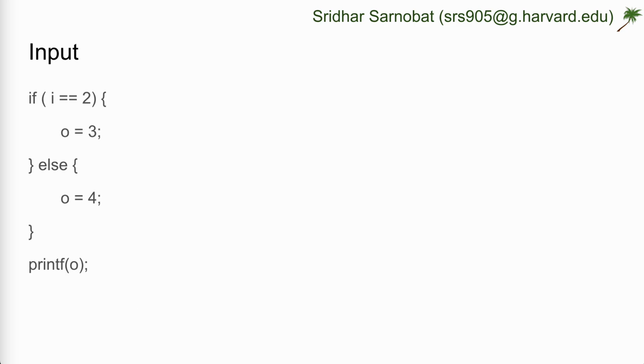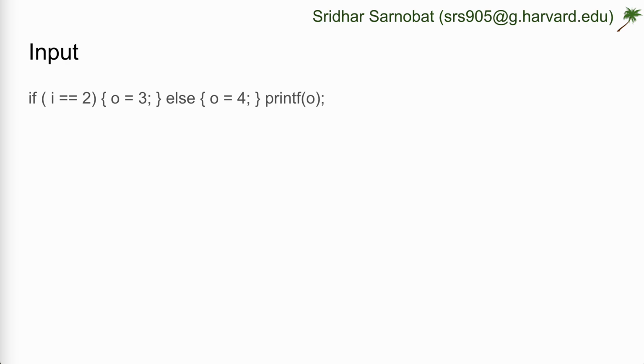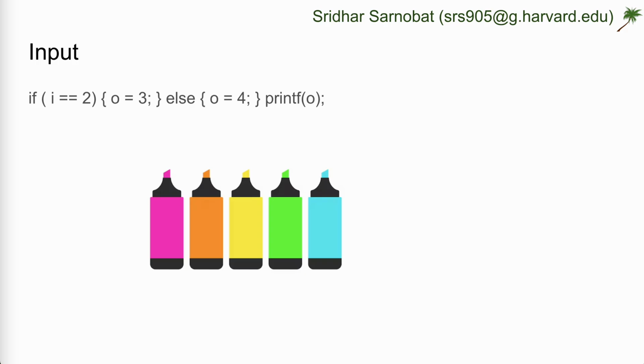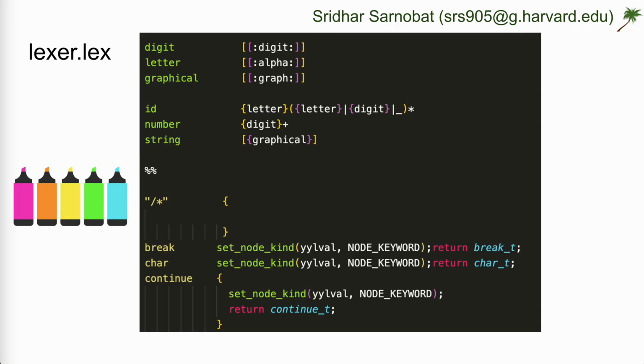Let's take a simple C program. Let's flatten this into a stream of characters, which is what the computer would see. And using an analogy here, let's highlight various parts of this stream of characters. Using regular expressions, we can group these characters into tokens. And we do this in a Lex source program that is produced using Flex.